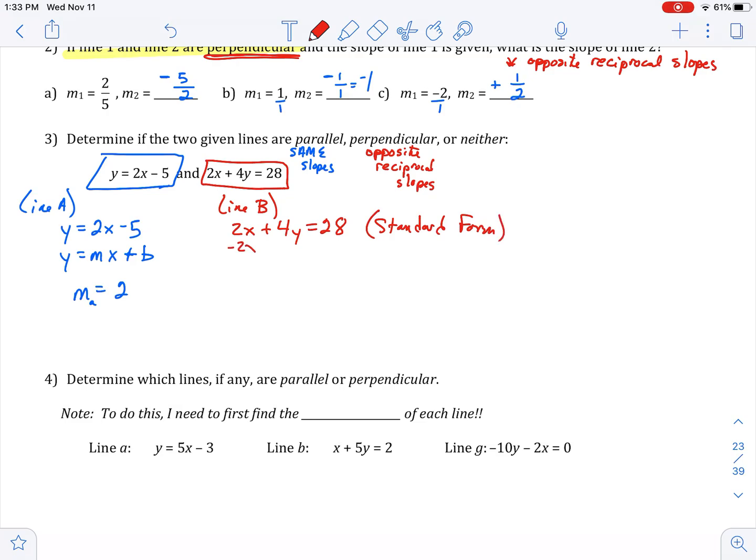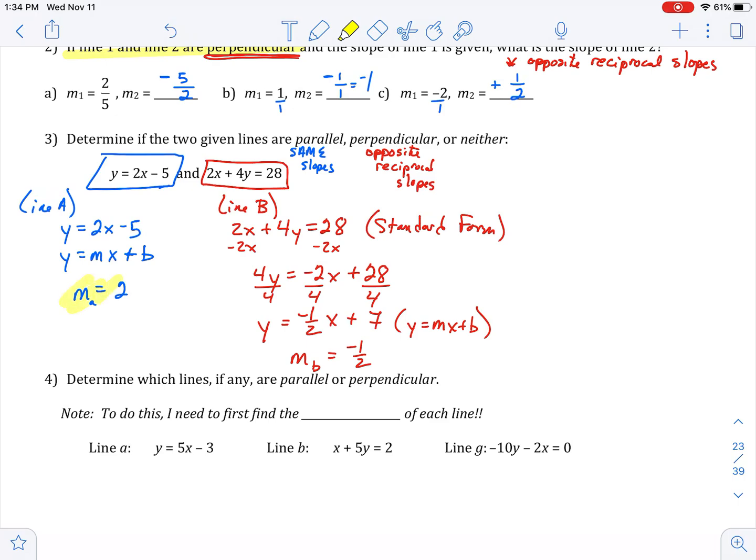So in order to put this in slope-intercept form, I'm going to work to isolate the 4y, so I get -2x plus 28 on the right side by subtracting over that 2x. And then I divide everything through by 4, do a little bit of reducing, and I get y is equal to -1/2 x plus 7. This is now in slope-intercept form. Because this is in slope-intercept form, now I can state the slope of this line is -1/2.